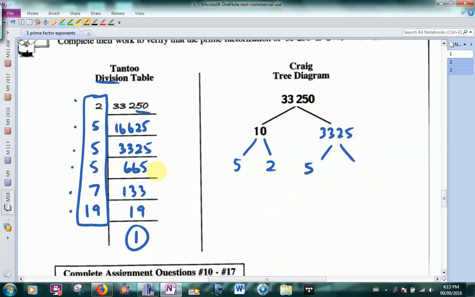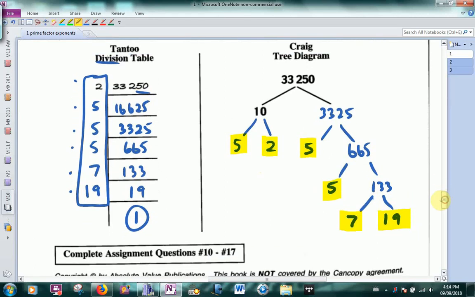So I'm cheating here. I know that if I took a 5 out, I get 665. Okay. Again, if I take another 5 out, I get 133. And I found that that was a product of 7 and 19. And this is now done. Every one of these are prime numbers. So again, 33,250 is 5 times 2 times 5 times 5 times 19 times 7. Doesn't matter what order it's in. But that is now prime factorized.